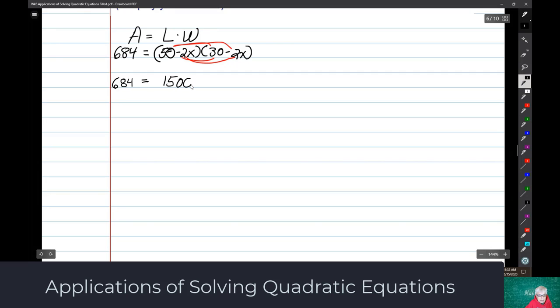1500 minus 100x minus 60x plus 4x squared. Okay, so 684 is going to equal 4x squared minus 160x plus 1500.